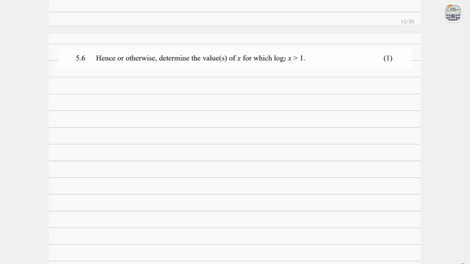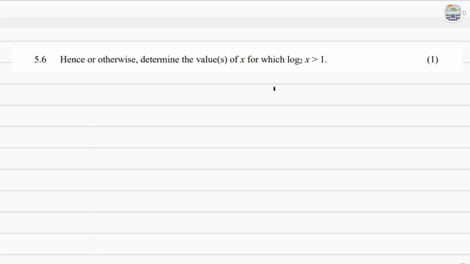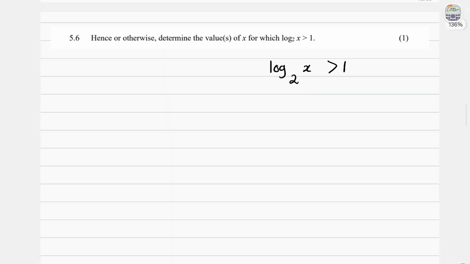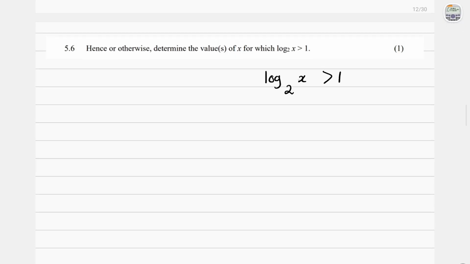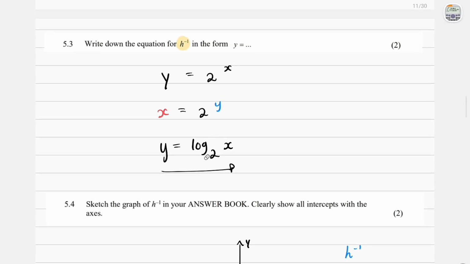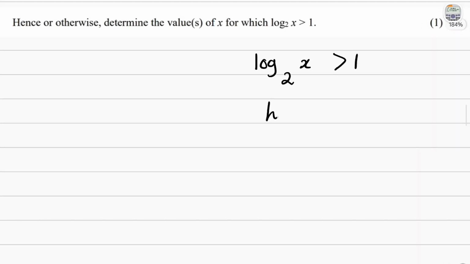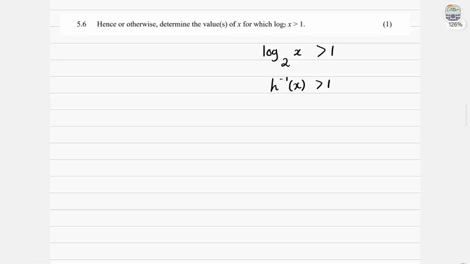And then question 5.6 says, hence or otherwise determine the value or values of x for which log of x to the base of 2 is greater than 1. Okay, it's just the way it has been written here. But with this, you can see that this right here is the equation of our inverse. If this is the equation of the inverse, then they're just asking, where are the y values of the inverse greater than 1? And that's really all they're asking for.